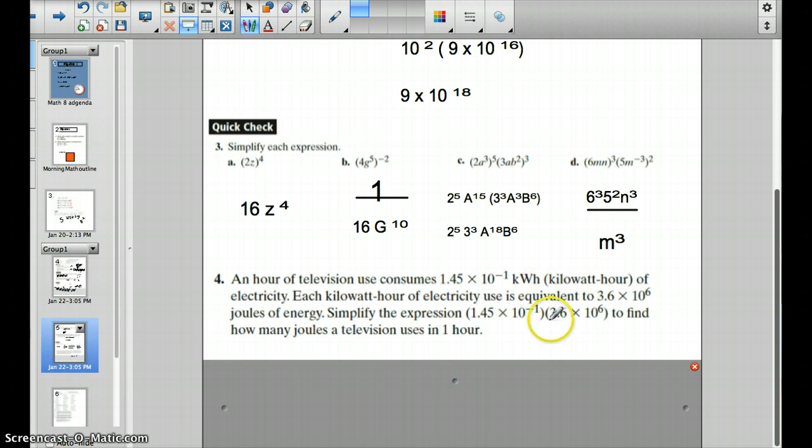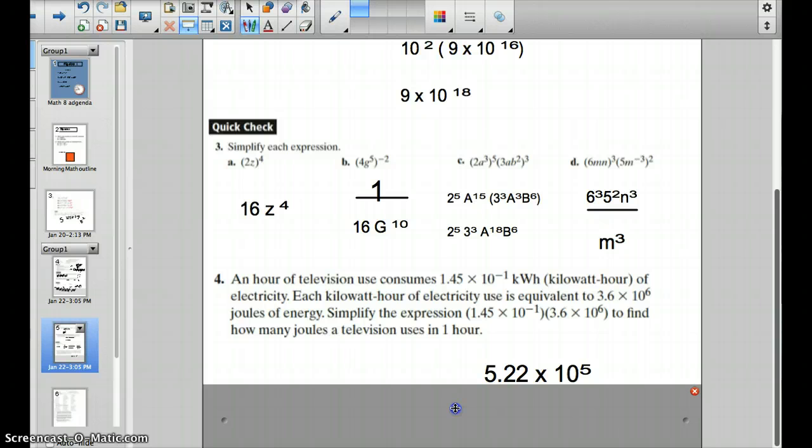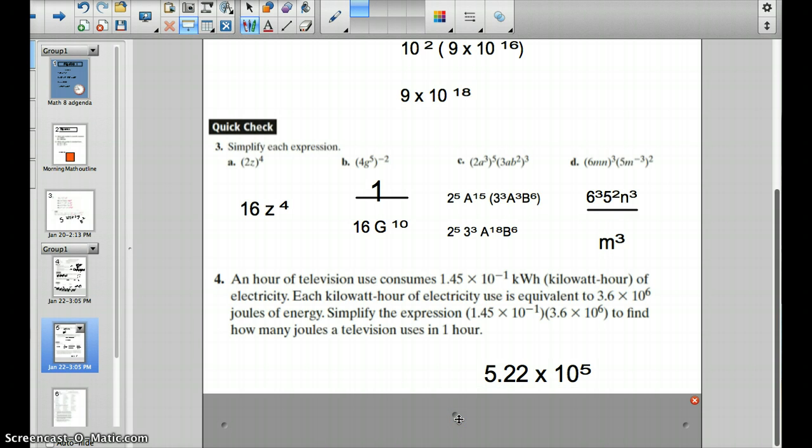So we're going to multiply the 3.6 times the 1.45, and then we're going to take 10 to the negative 1 multiplied by 10 to the 6th. That's going to give us 10 to the 5th, and 1.45 times 3.6 gives us 5.22. Please make sure you check all of these computations with your calculator. If you have any questions, send me an email.